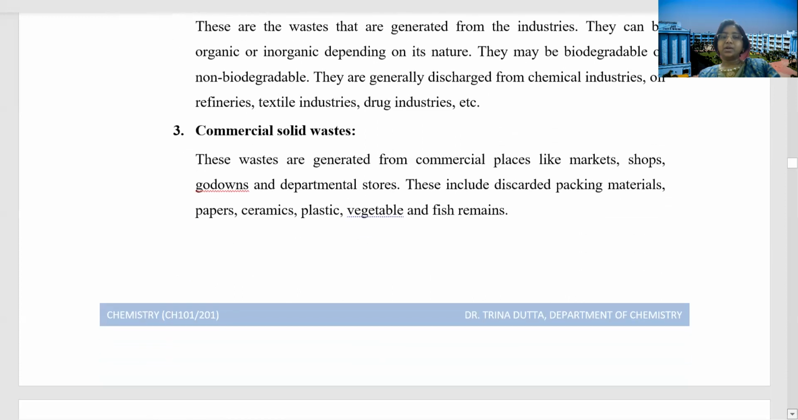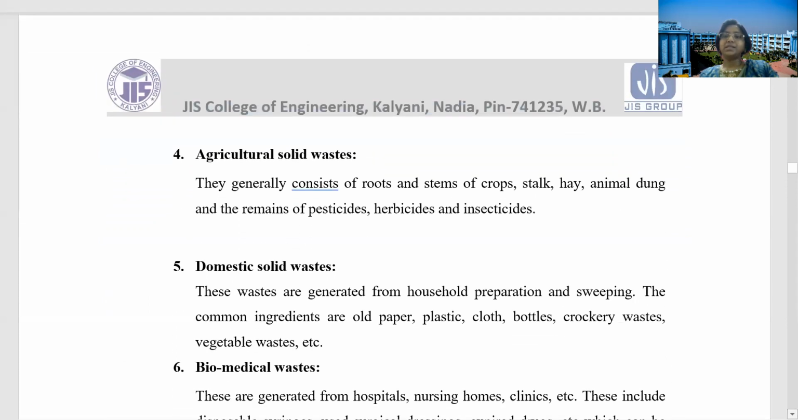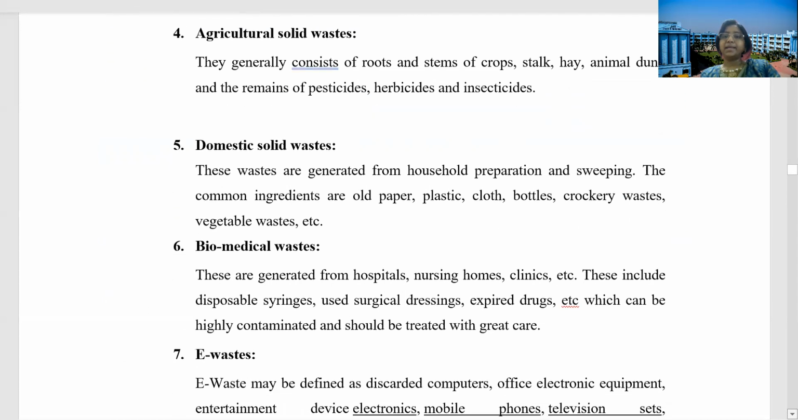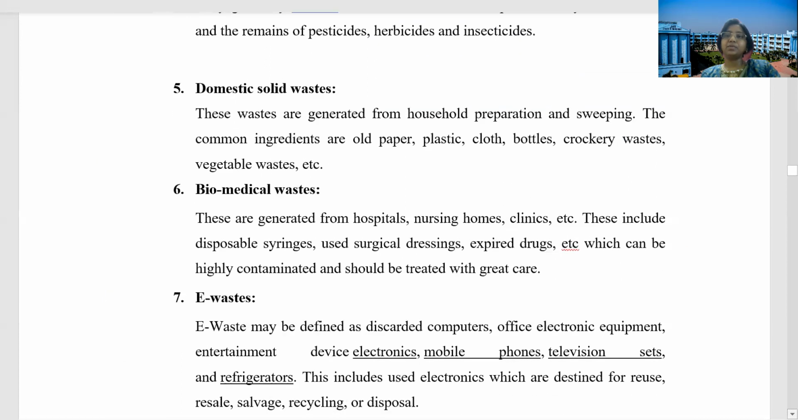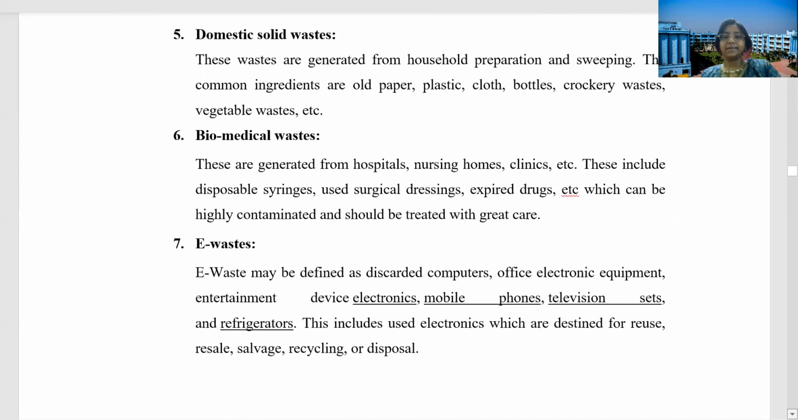Then agricultural solid waste we get from the agriculture, like pesticide, herbicide, insecticide, stock, hay, crops, all these things. Domestic solid waste we create in our home, like old paper, cloth, plastics, crockery waste, vegetable waste, all these things. Biomedical waste comes from the hospital, nursing home, etc., like expired drugs, surgical dressing, disposable syringe, etc.